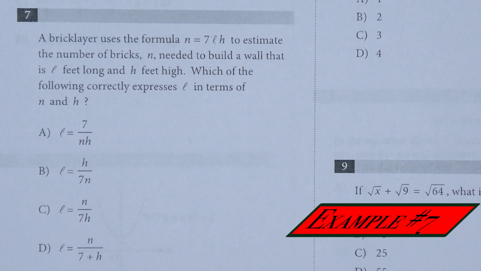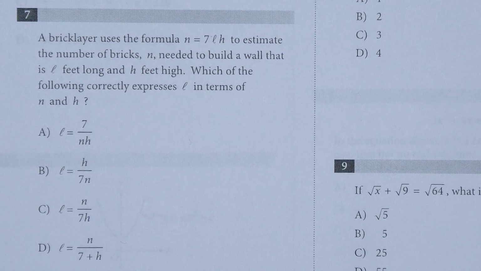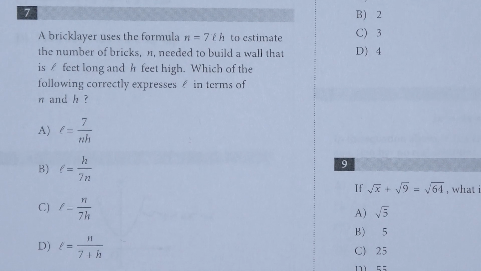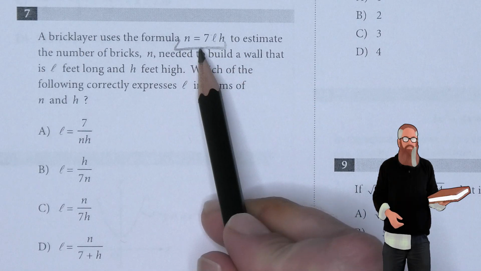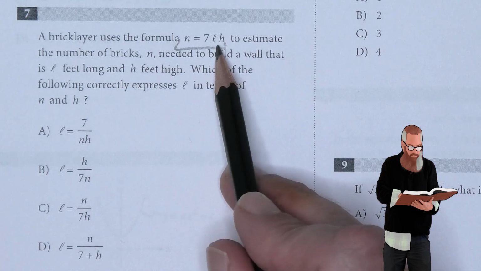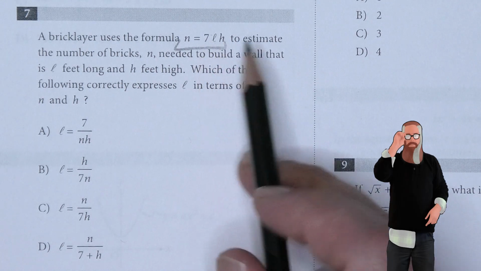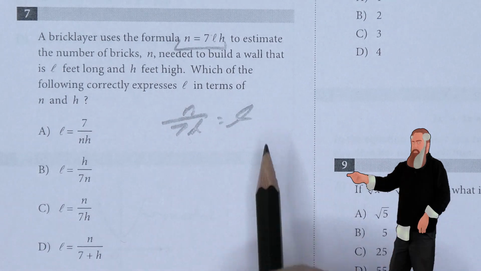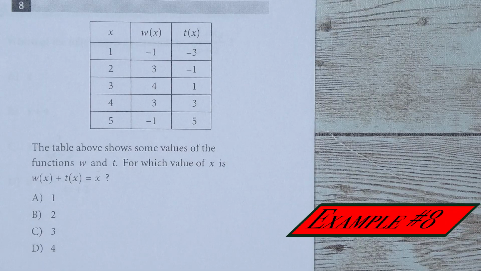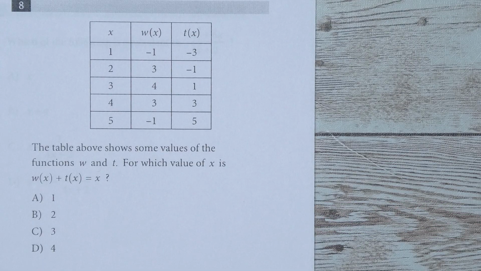A bricklayer uses the formula N is equal to 7LH to estimate the number of bricks N needed to build a wall that is L feet long and H feet high. Which of the following correctly represents L in terms of N and H? So I have this formula here. N is equal to 7LH. If I divide both sides by 7H, I would get N divided by 7H is equal to L. That is C.